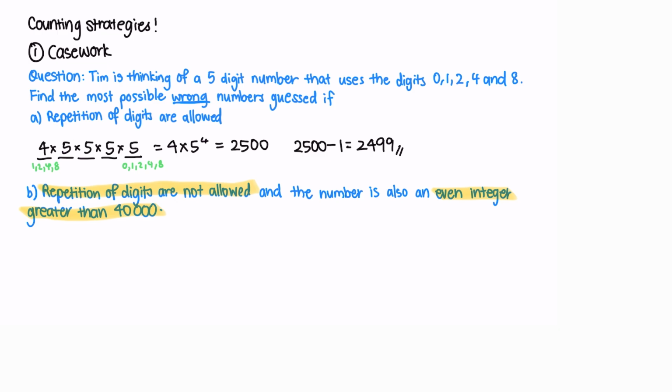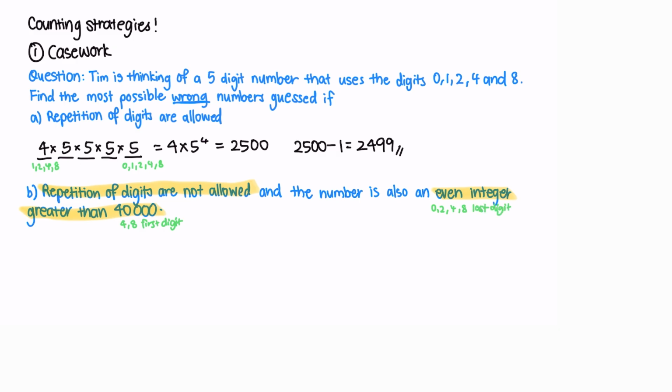The next one: repetition of digits is not allowed and the number is also an even integer greater than 40,000. Phew, that's a lot of conditions. So maybe, because there are so many conditions, we may want to use a little bit of casework. First of all, let's evaluate how to do this. We have an even integer that is greater than 40,000. So if it's greater than 40,000, this means that the first digit has to be 4 or 8. It cannot be 1 or 2. And for an even integer, this means that there's 0, 2, 4, and 8 as your last digit.